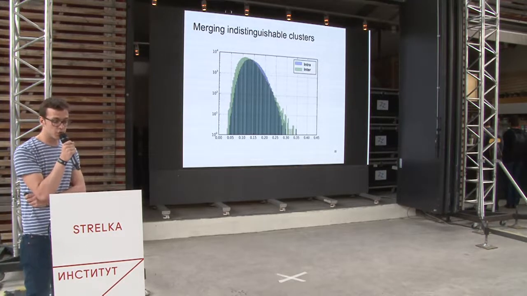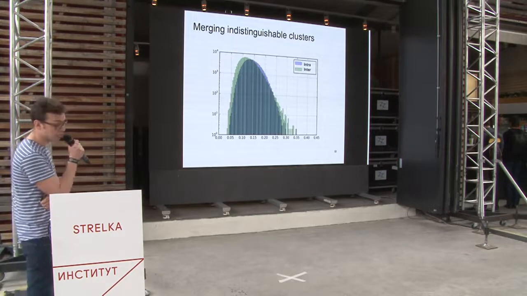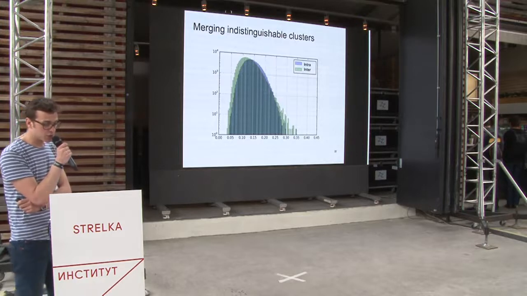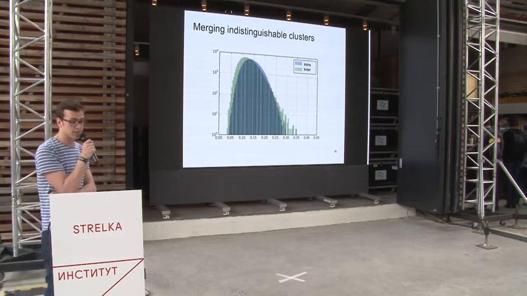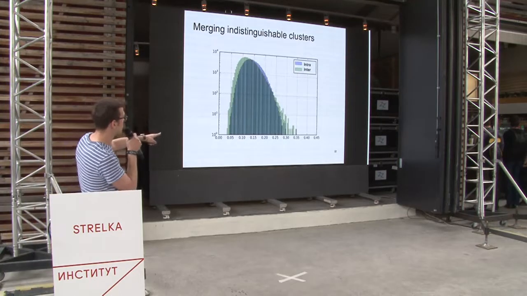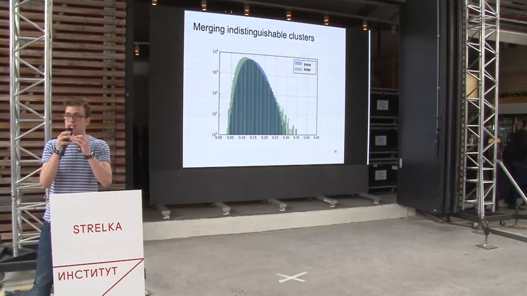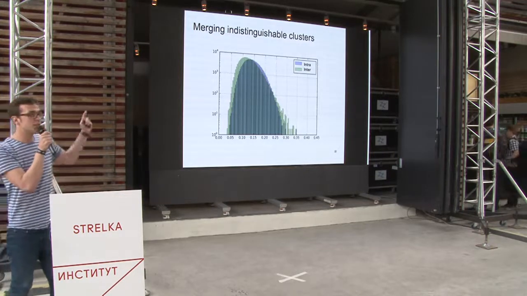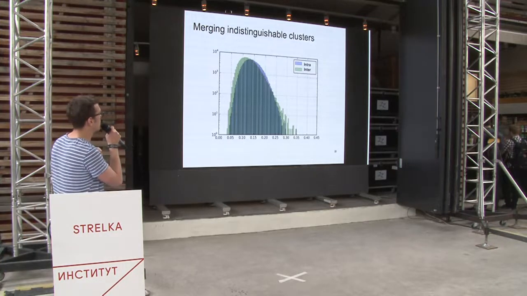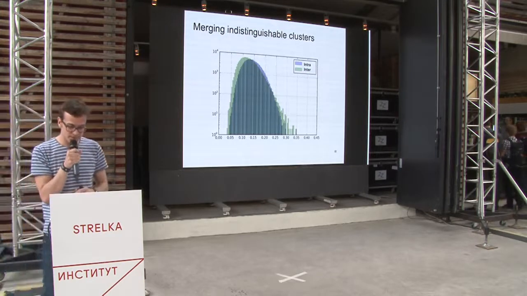If we plot the distribution of intracluster and intercluster distances, we get a graph like this. And we can see, first, that these two distributions are heavily intersected. And second, it turns out that the average intracluster distance, meaning the average distance between points that belong to the cluster and its centroid, is even larger than the distance between two nearest centroids.